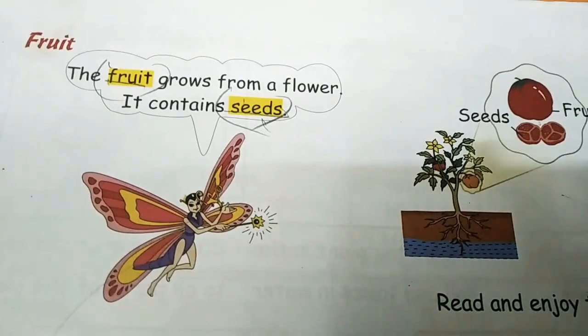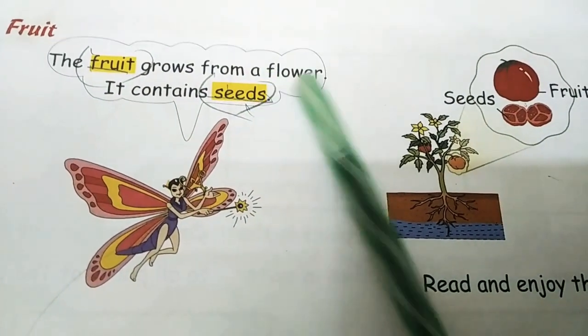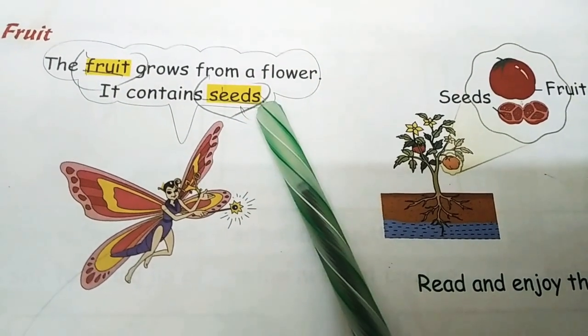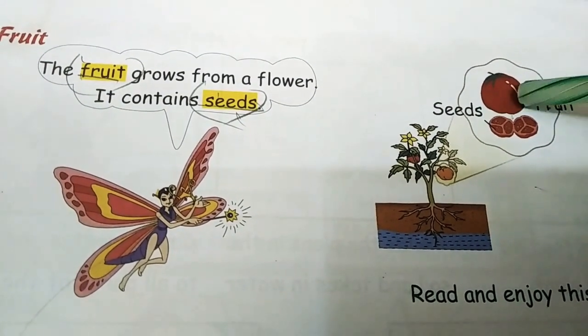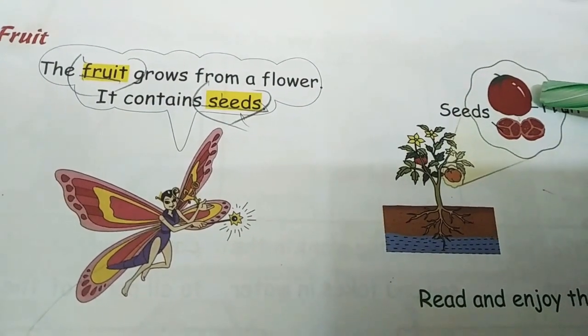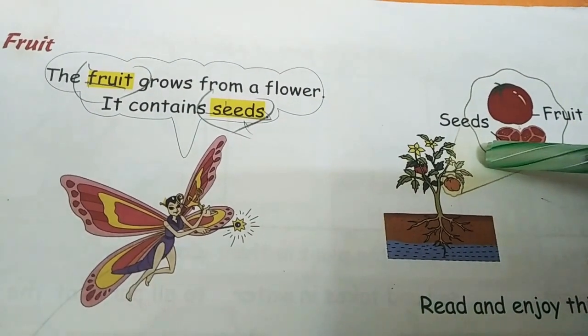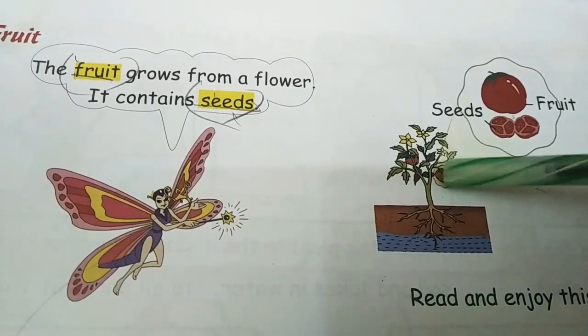Now coming to the last part, that is the fruit. So the fruit grows from a flower. It contains seeds. So as you know children, the fruit contains seeds. By planting the seeds, we can again get the same type of plant, right? So these are the fruits.